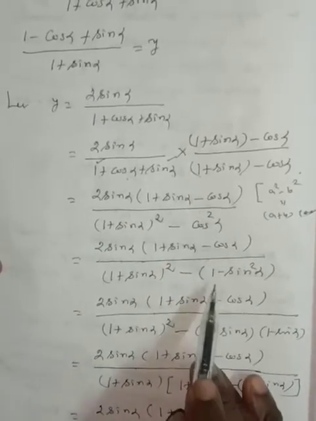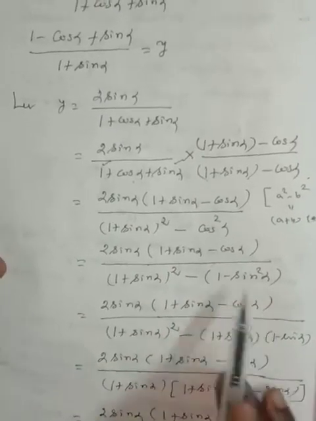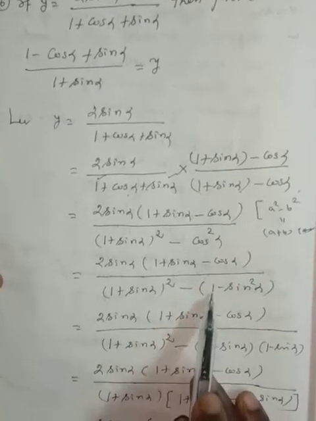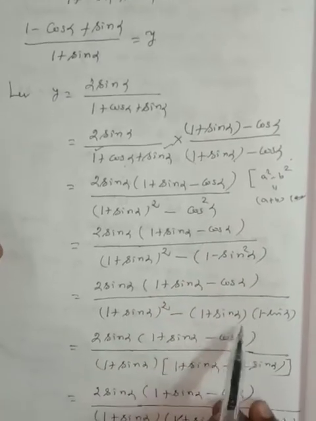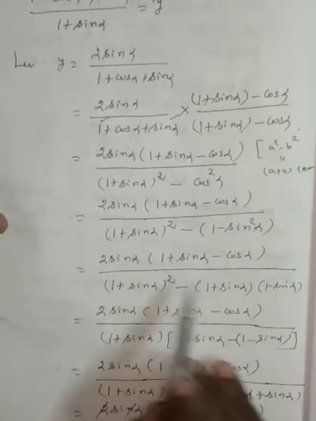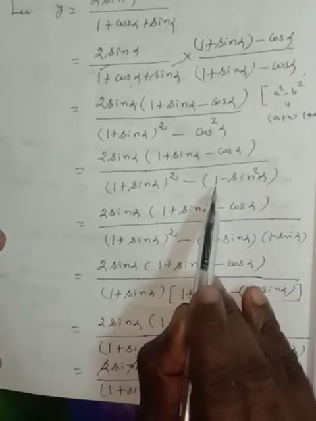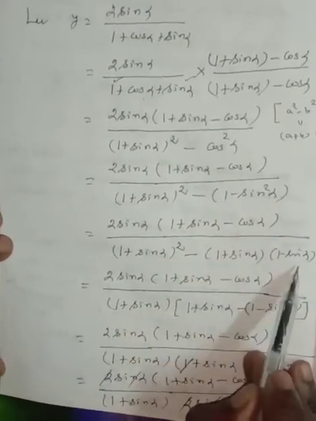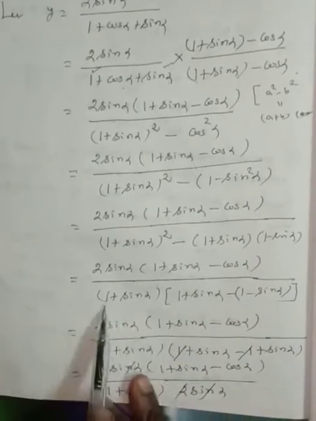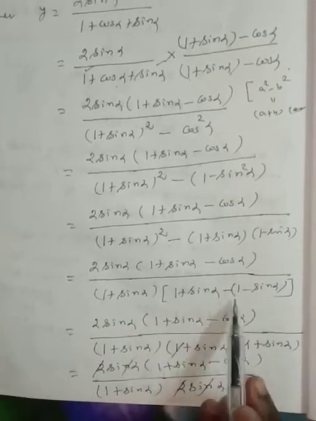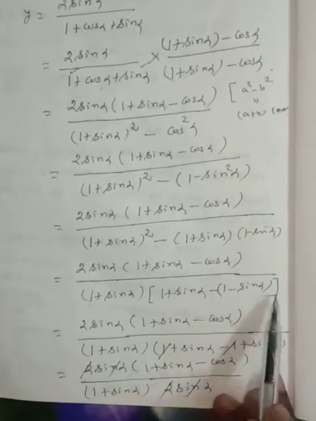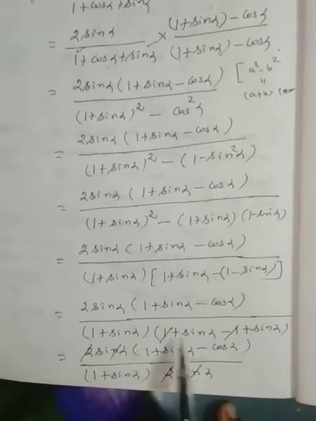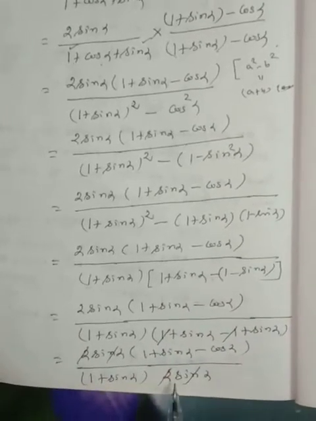Cos square alpha can be written in the form of 1 minus sin square alpha. 1 means 1 square, so 1 square minus sin square alpha is 1 plus sin alpha into 1 minus sin alpha, again the a plus b into a minus b model. Numerator as it is. Now the denominator has a common factor 1 plus sin alpha. Remaining part: 1 plus sin alpha minus 1 minus sin alpha. Cancelling, we get sin alpha plus sin alpha is 2 sin alpha.